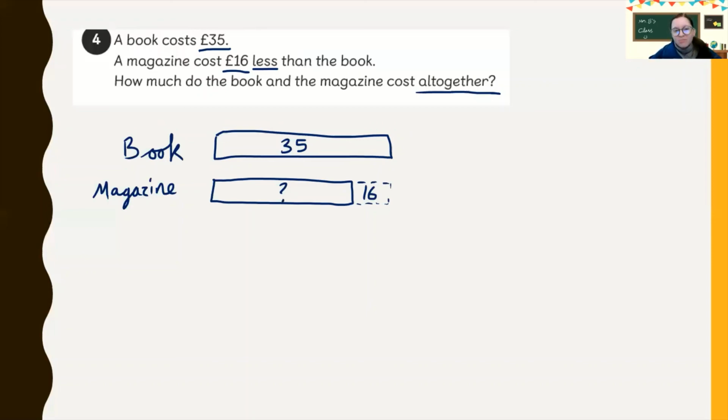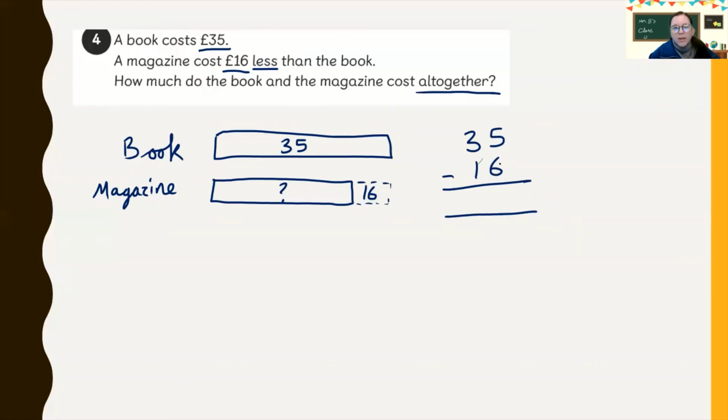Are we adding? No, because then we'd have a part that's extra long. We need to take this part away to find this part here. So 35, take away 16. The clue's in the question. If it says less, you know you're probably going to need to take away. If it says more, you know you need to add.